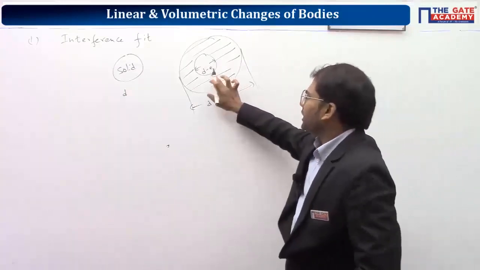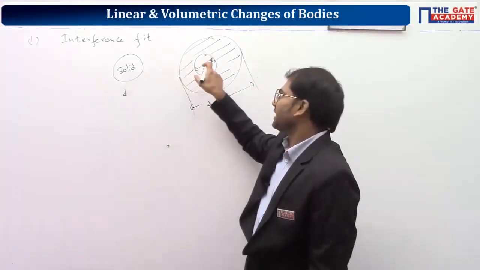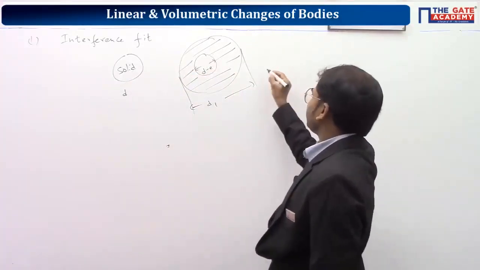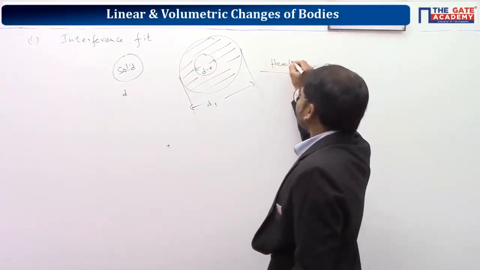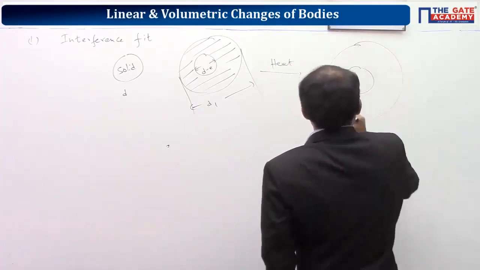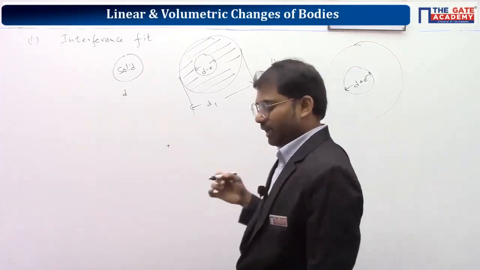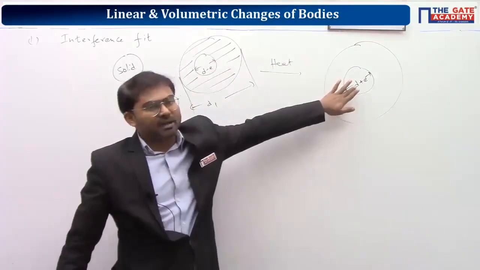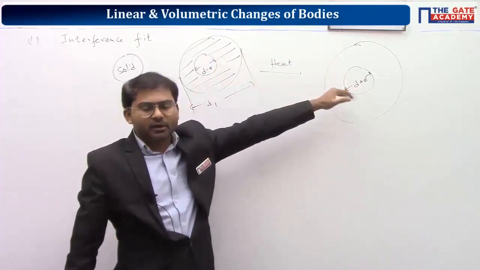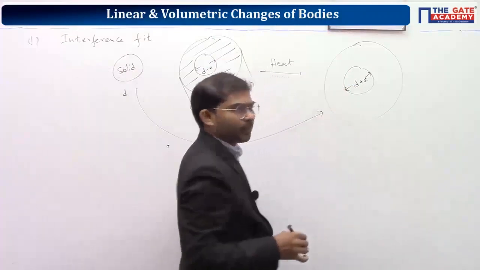Okay, so the hollow shaft's internal diameter is D minus E. If you try to insert the solid shaft inside this hollow shaft, it is not possible. So what we do is we heat the hollow shaft. Once we heat that, its internal diameter will increase. Let's assume it becomes D plus E. Now you can insert this solid shaft inside the hollow shaft.